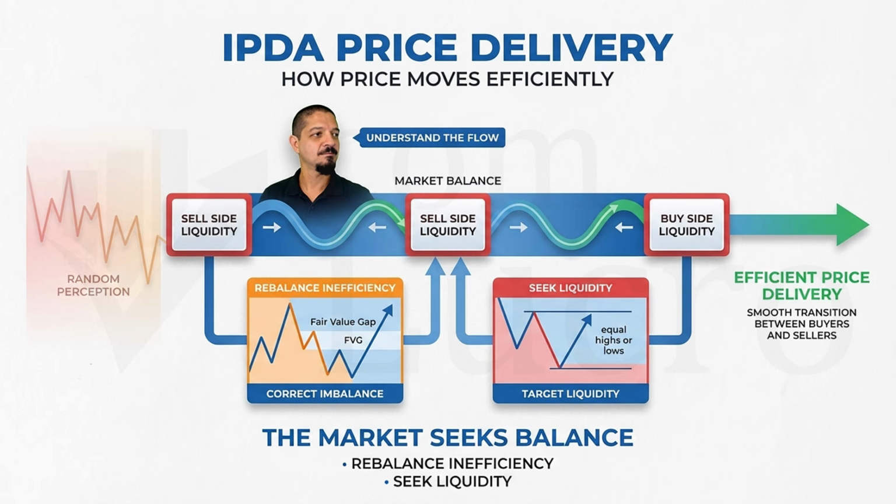IPDA delivers price efficiently to buyers and sellers in the marketplace, allowing price to move smoothly between buying and selling while offering prices in both directions. This reflects a broader efficiency paradigm within the algorithm's logic, where the market constantly shifts between buy-side and sell-side to maintain balance. There are 2 primary ways IPDA achieves this: rebalancing inefficient price action and seeking liquidity. Now let us break down what each of these means in detail.